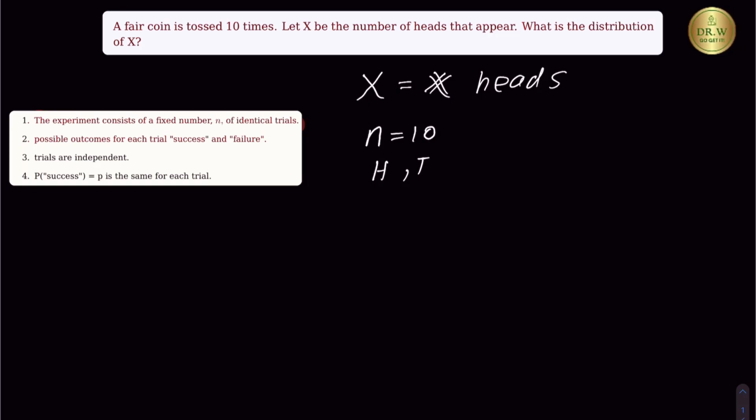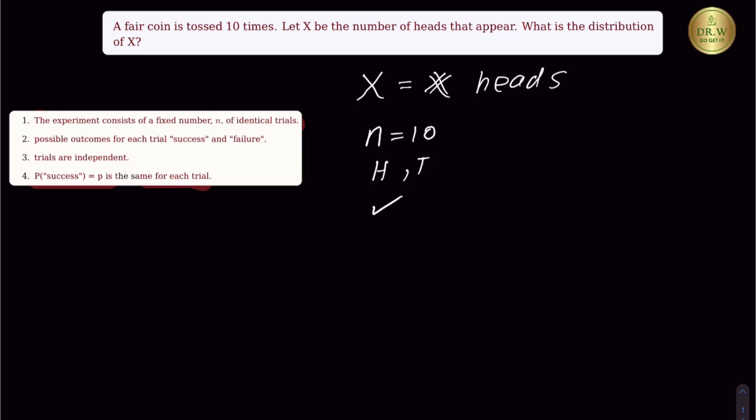The third one: trials are independent. Yes, these trials are independent. Tossing a coin is always independent. Therefore, the third one is also satisfied. The last one: the probability of success should be the same for each trial. Suppose we are interested in getting a head. So then, the probability of head is the success probability.